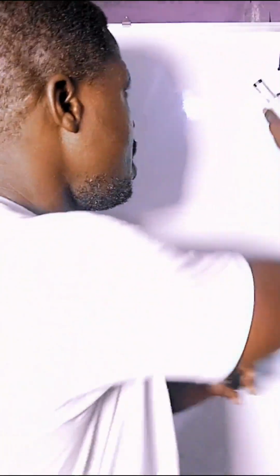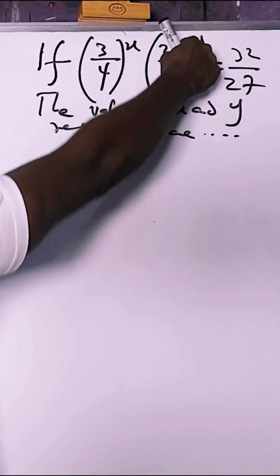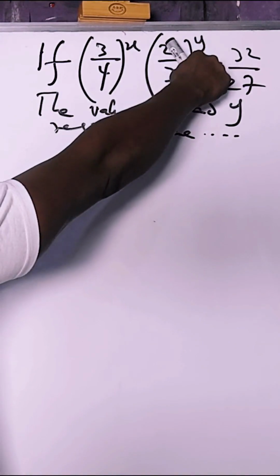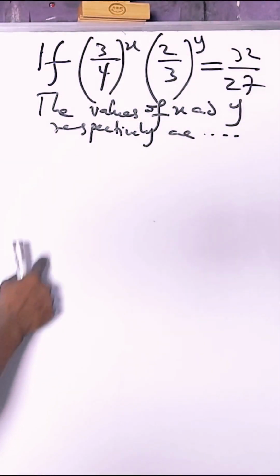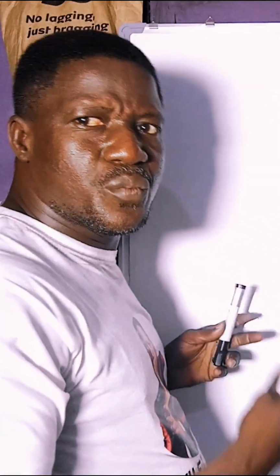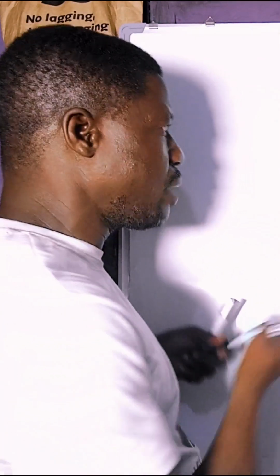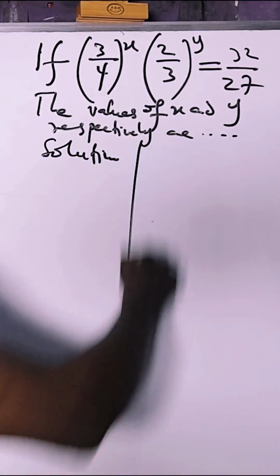In this particular video, which is part 11 of the application of the laws of indices to WAEC and JAMB questions, I'll be looking at a particular JAMB question which has to do with: if (3/4) raised to x, into (2/3) raised to y, is equal to 32 over 27, the values of x and y respectively are, in other words, find the value of x and y. What do we do? We write solution when faced with a problem like this.